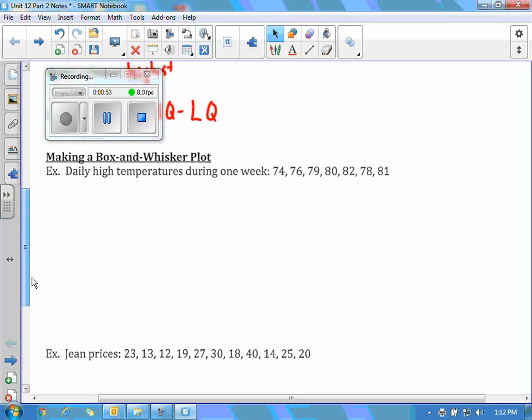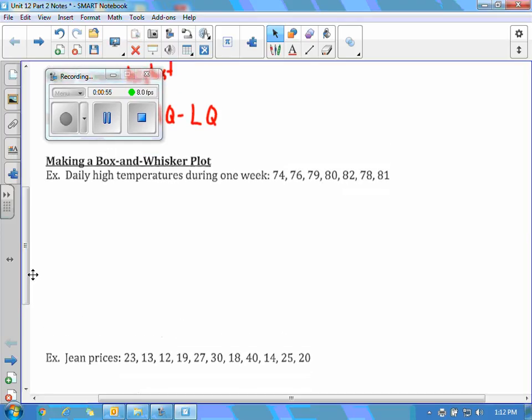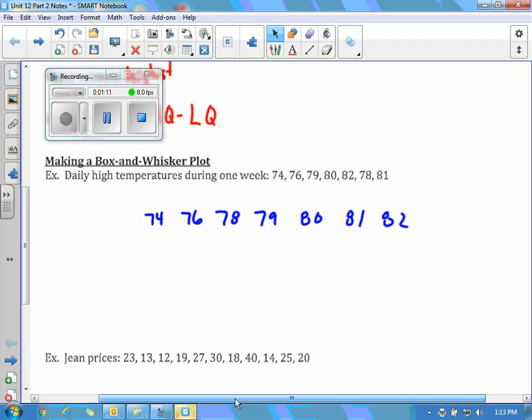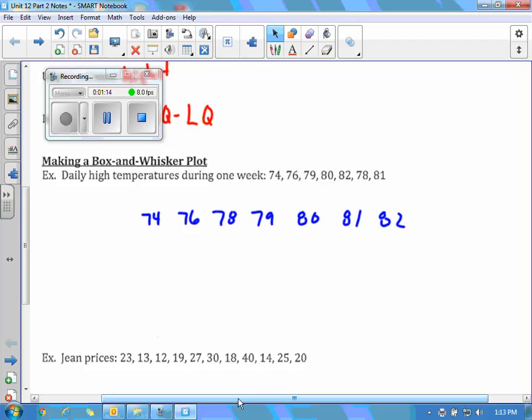So let's look at how to make a Box-and-Whisker plot. This data is the daily high temperatures. The first thing you want to do is put these numbers in order from least to greatest. So let me do that real quick. All right, so I've got these numbers in order from least to greatest. Before I can do anything with the upper quartile or lower quartile, I have to cut the numbers in half. I have to find the median, which is the number in the middle. So I would knock off 74 and 82, knock off 76 and 81, knock off 78 and 80, and that means that my median would be 79.